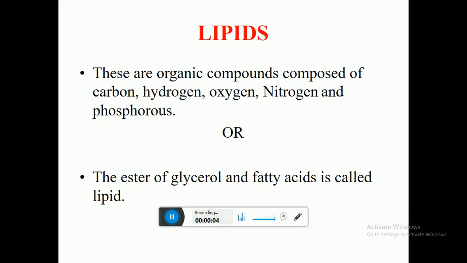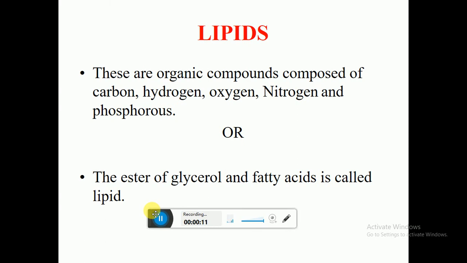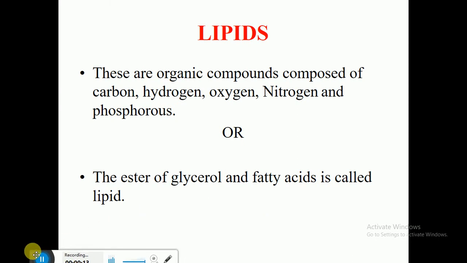I am Zahur Islam, and today I will teach you about the basic chemistry of lipids. So, lipid can be defined as these are the organic compounds composed of carbon, hydrogen, oxygen, nitrogen, and phosphorus.